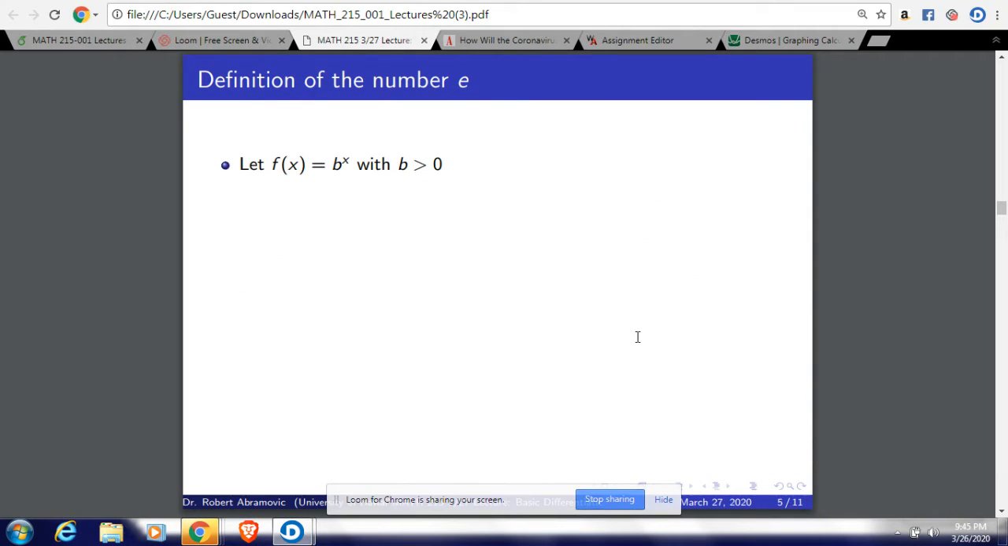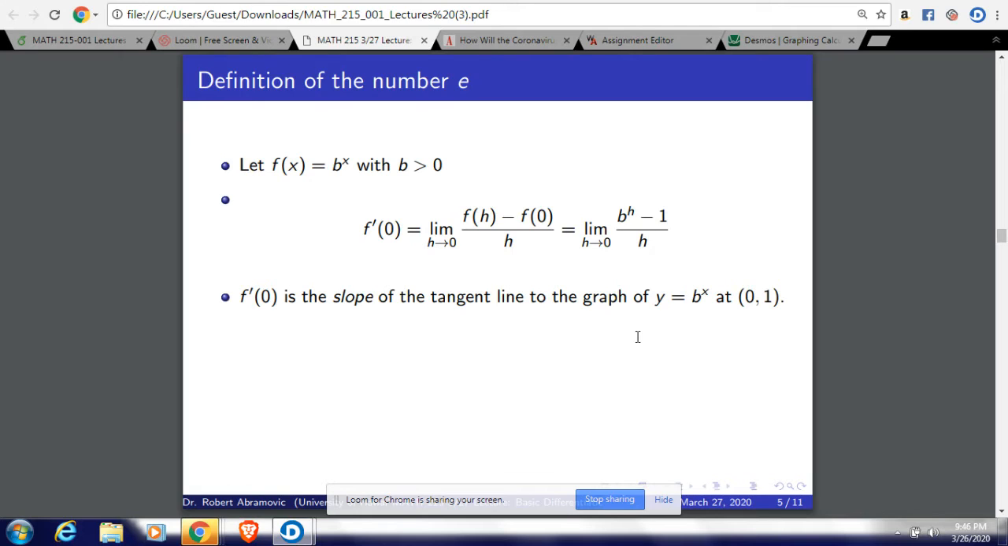Now, here we're going to go over how to differentiate an exponential function. Let's start with the function b to the x for some positive real number b. If you look at f prime of 0, the limit as h goes to 0 of f of h minus f of 0 over h, that's just the definition. It's the same as the limit as h goes to 0 of b to the h minus 1 over h. f prime of 0 is the slope of the tangent line to the graph of y equals b to the x at the point 0, 1.